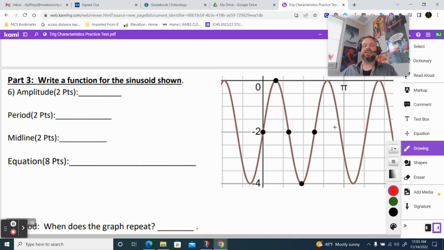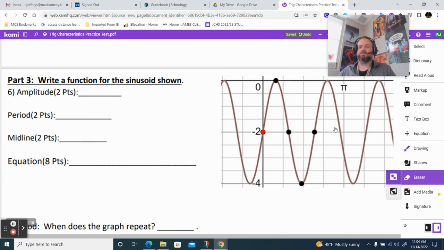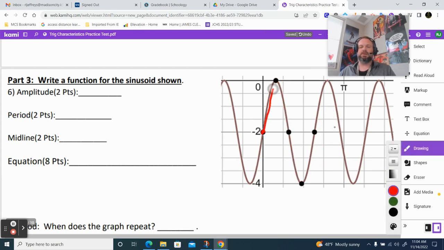All right, so here is 0. I told y'all to start here when x is 0. Follow it along. And it actually repeats. So here, this is how long it takes to do that. So here's pi. This would be pi over 4, pi over 2, 3 pi over 4. So we're going to say 3 pi over 4 for our period.